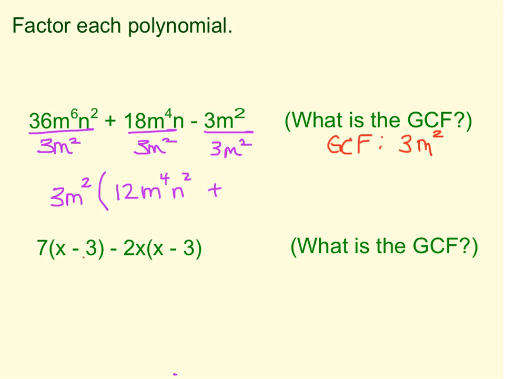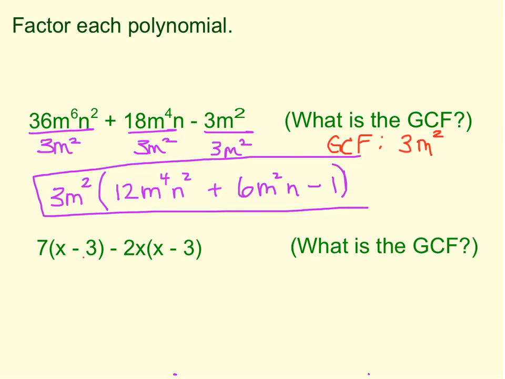Now 18 divided by 3 is 6. Divide your m's, and you get m squared, and the n stays. Carry down your minus sign. 3 divided by 3 is 1. M squared divided by m squared is 1 also, so we'll just leave that 1, and we're done. That's a parenthesis. So that is your answer on that one.